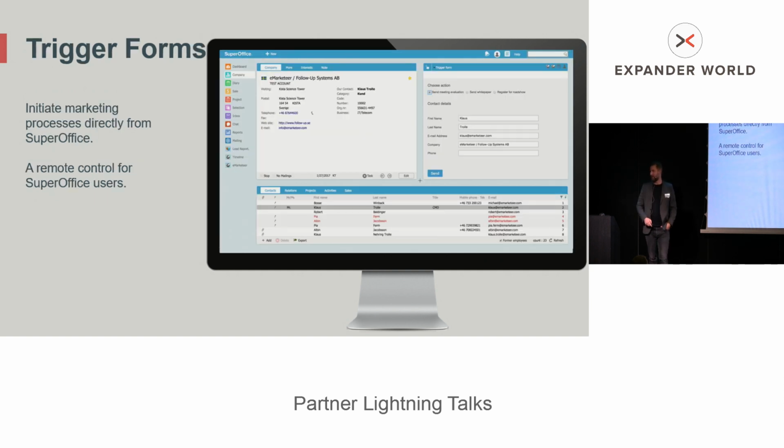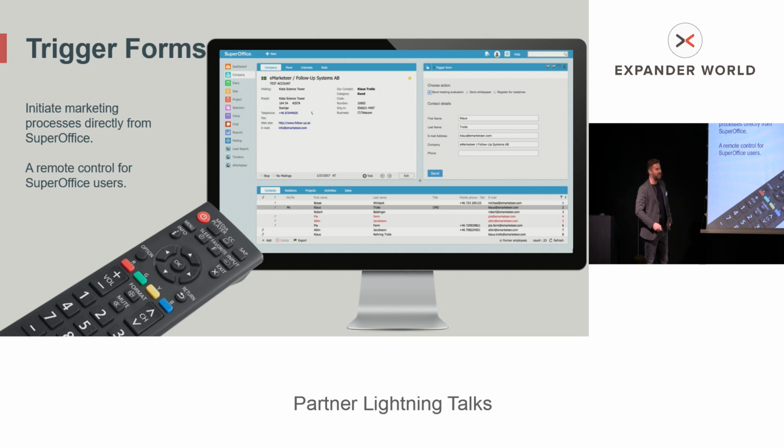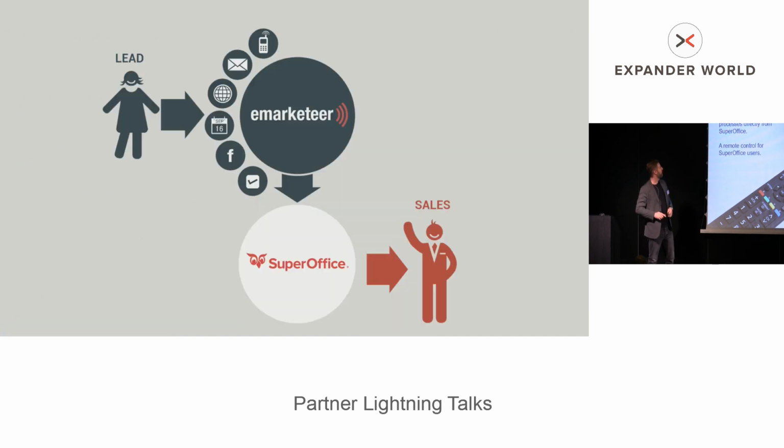And finally, we have trigger forms, which we call the remote control for the sales team. These are forms that you can put on mini cards or web panels that make things happen inside eMarketer. So it's like giving the SuperOffice users a remote control to the marketing processes, customer onboarding, meeting evaluations, event invitations. You can throw these onto trigger forms. You select a person, the form is pre-populated, you can fire away the process and set it and forget it. You don't have to worry about that.